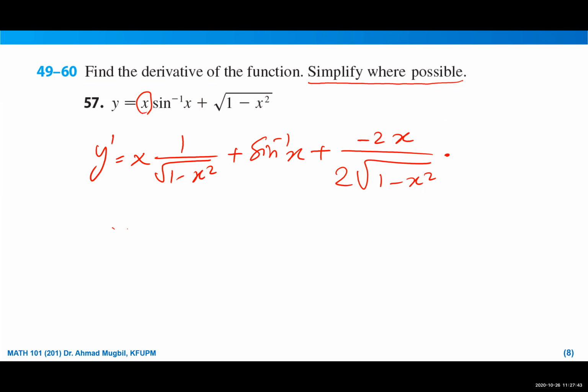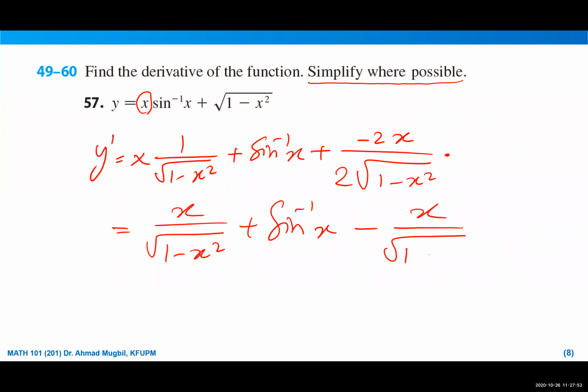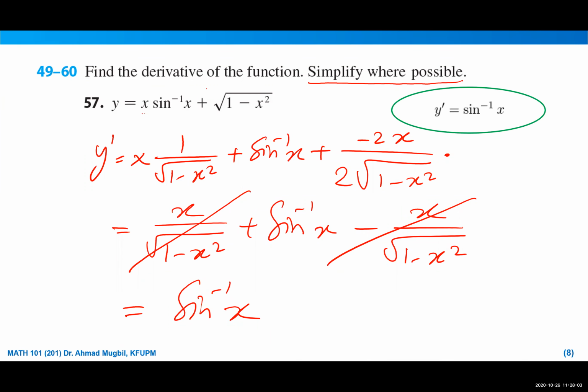Now simplify. This will equal x over square root of 1 minus x squared plus sine inverse x, and this will be minus x over square root of 1 minus x squared. If you notice, this will be the same as this, and they will cancel, and you will end up with sine inverse of x. The derivative of this function is sine inverse of x.